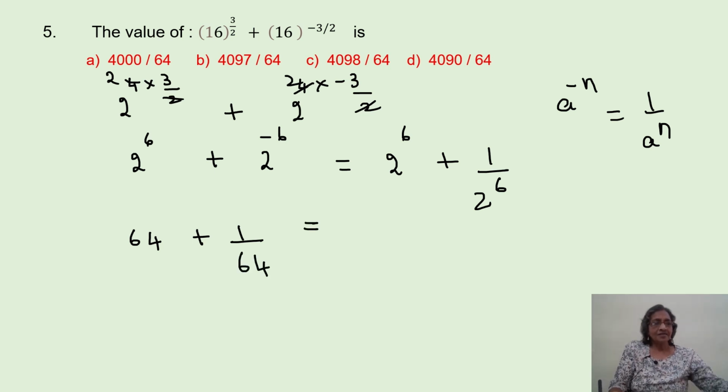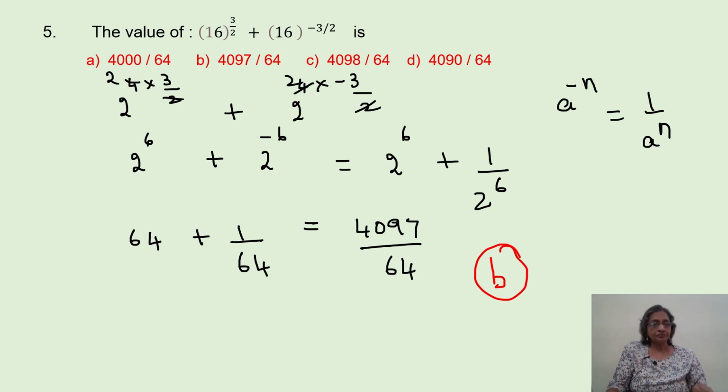You can calculate this and get your answer. It is 4097 upon 64. So your correct option will be the B option.